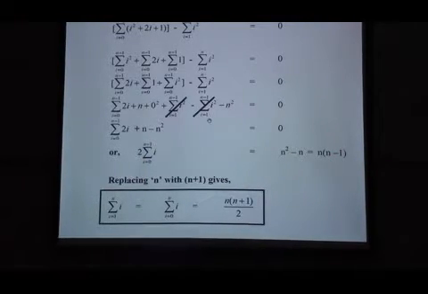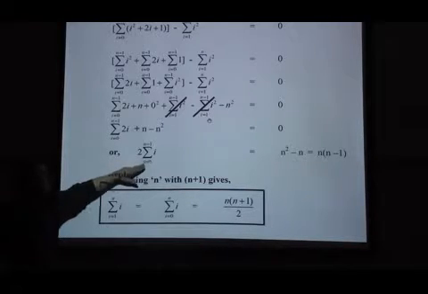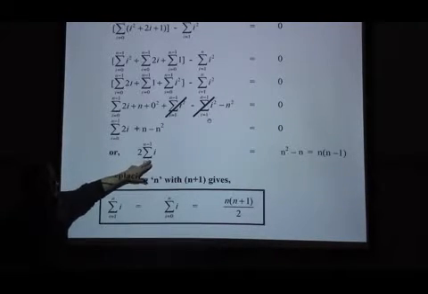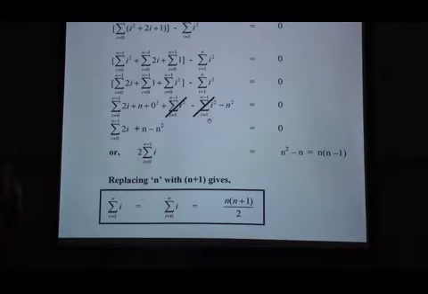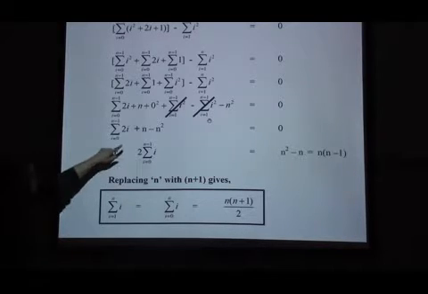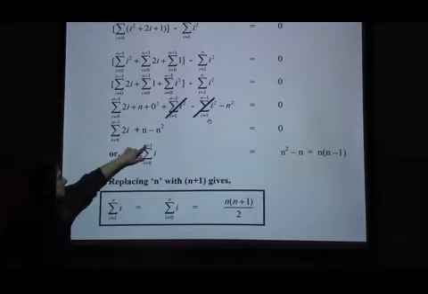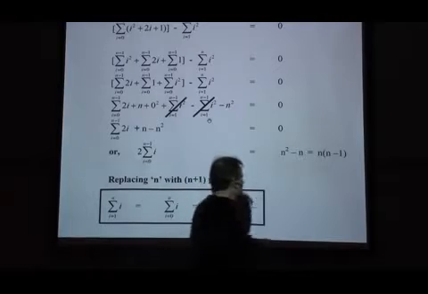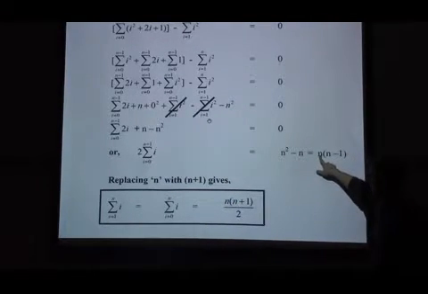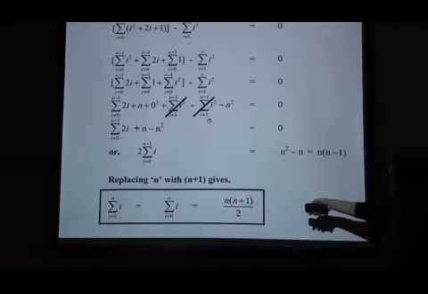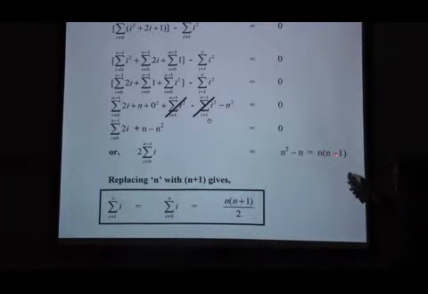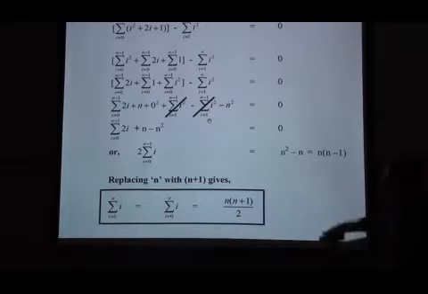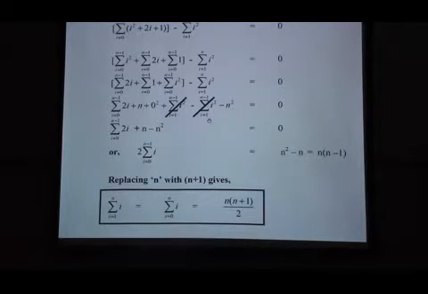Now what I want is the summation from 0 to n. So I can replace n with n plus 1. When I replace n with n plus 1, I get n plus 1 minus 1, which is n, times n plus 1, over 2. So here's our summation. Okay, any questions?